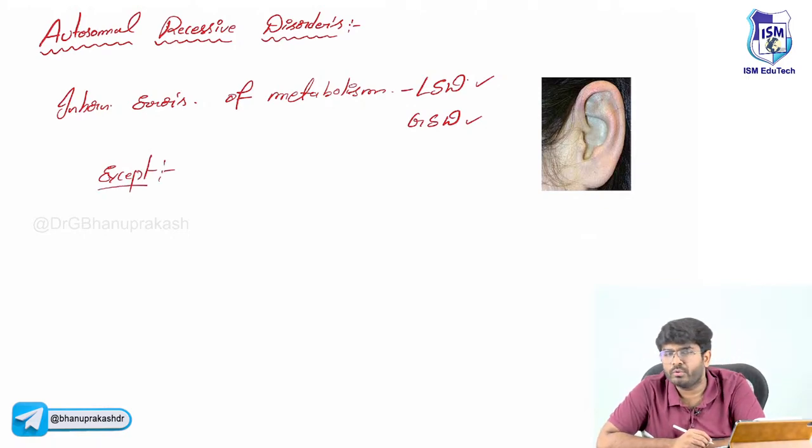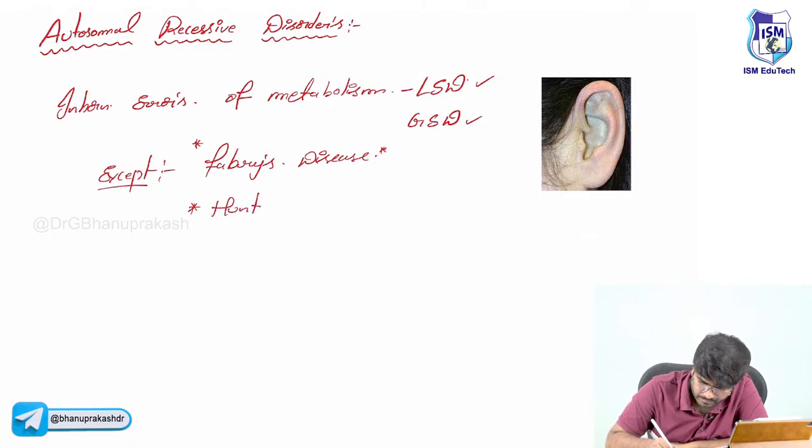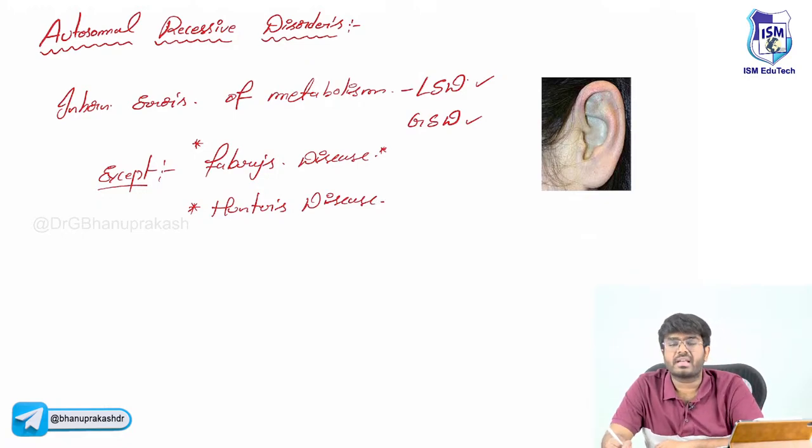Except two disorders. Do you know what these two exceptions are? One is Fabry's disease, and the second is Hunter's disease. So Fabry's disease and Hunter's disease are the two exceptions. But all other inborn errors of metabolism, all other lysosomal storage disorders, all other glycogen storage disorders are autosomal recessive.